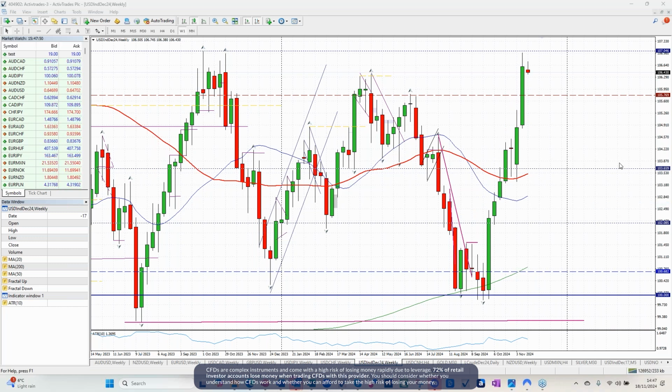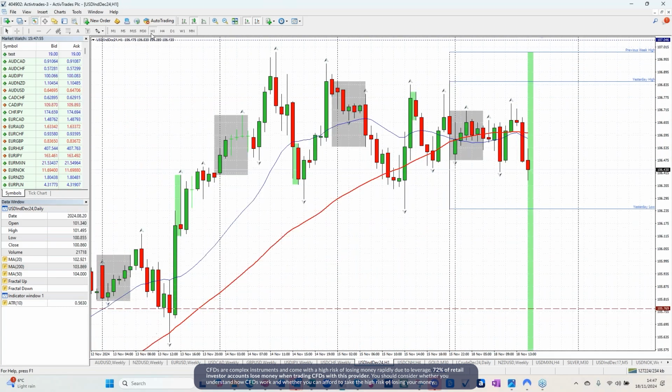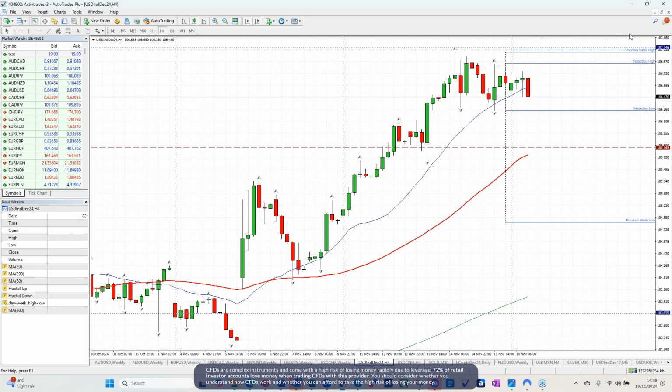Let's just look at the dollar there, daily chart, 4-hour chart. Boom. All right, so that has been on the 4-hour chart, that has been on a great uptrend, and now we're just kind of running out of steam a little bit.